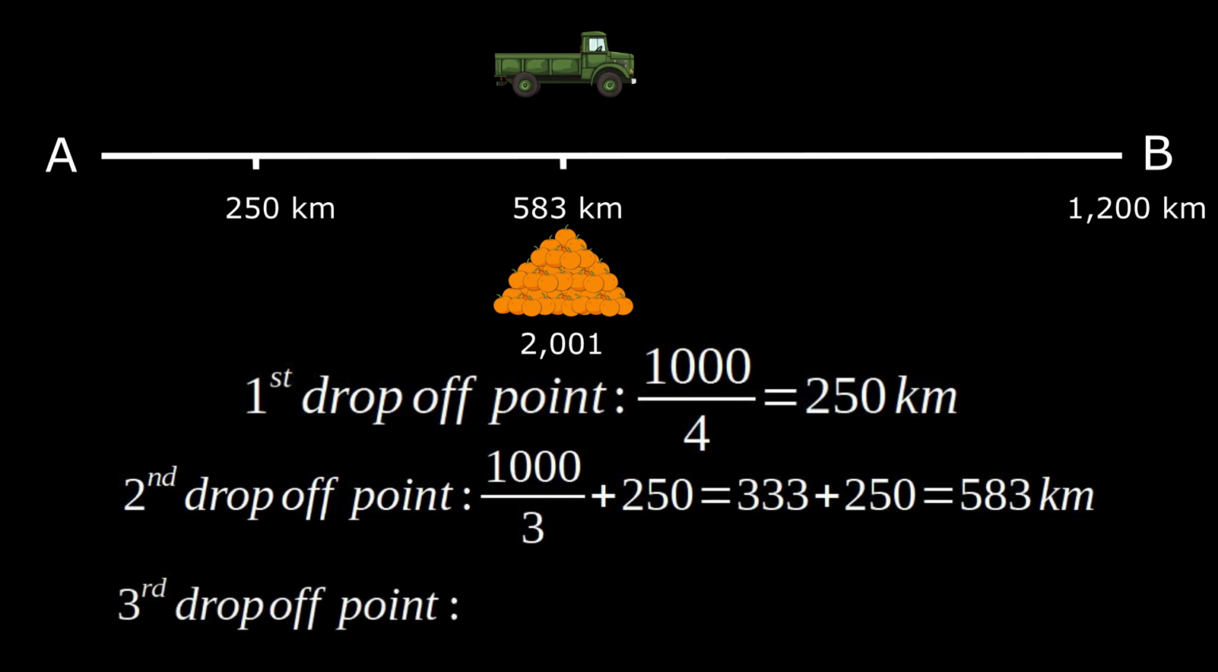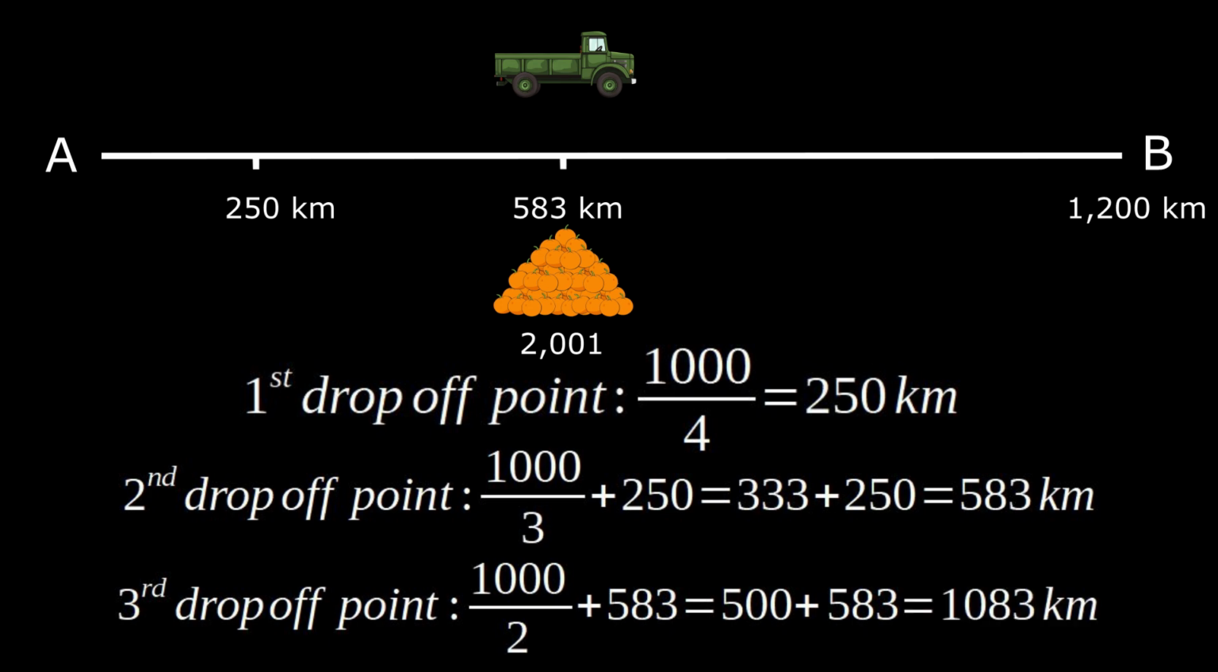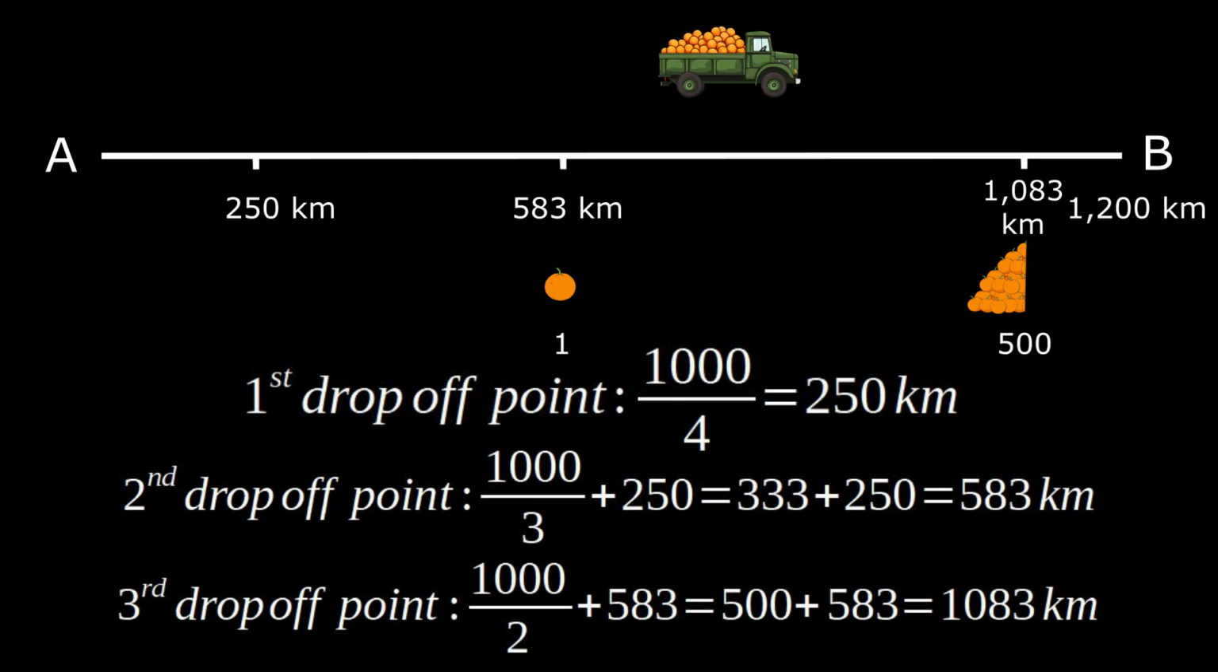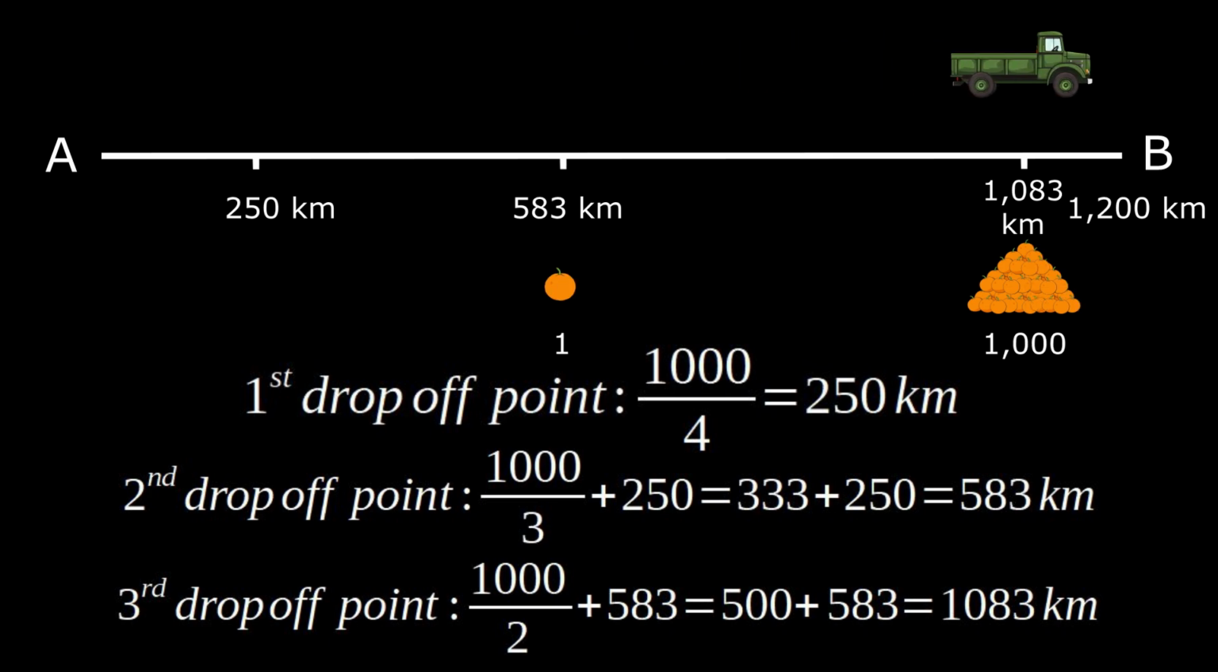So to get to the third checkpoint from the second checkpoint, we only have to make 2 trips now. Notice that we get farther and farther with each checkpoint because we need to make less trips. So it's going to be 1,000 kilometers over 2, which is 500 kilometers further. And the total distance from town A is going to be 583 kilometers plus 500 equals 1,083 kilometers. And we'll have 1,000 oranges there. So now we can go to town B in one go.